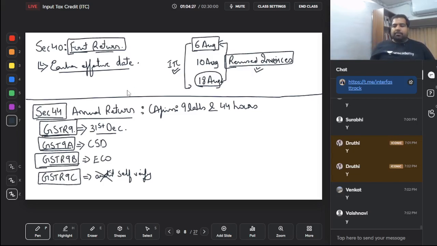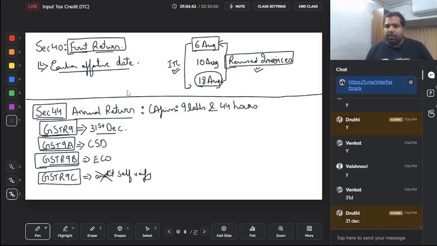Everyone repeat, guys. Please tell me yes or no. Do you need to file an annual return at the end of your year? Yes. By what date do you need to file it, guys? 31st December. Can you file it before that? Yes, always. Alright. 9 is the number.